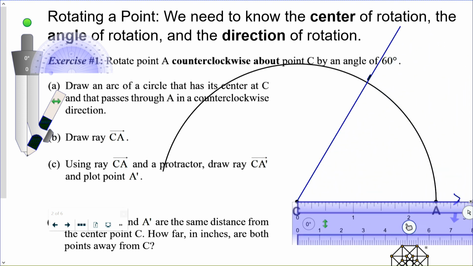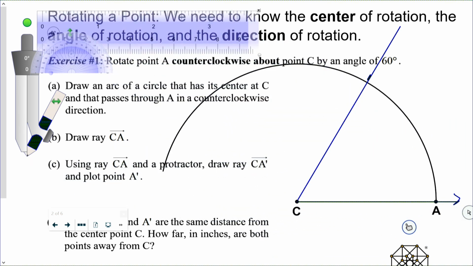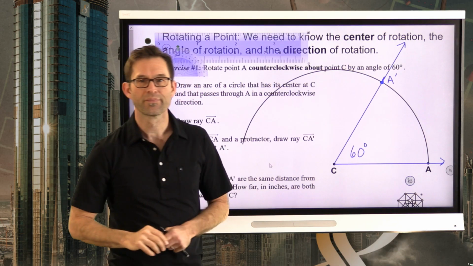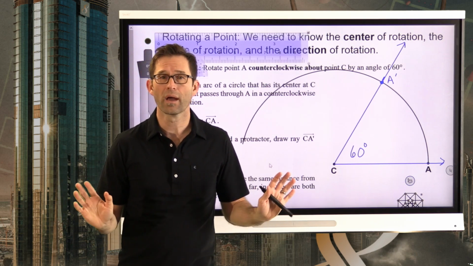Bring it back down, get rid of that, still get rid of that, bounce this around a bit. Keep in mind, this is now a 60-degree angle. So this point right here is point A prime. And that's it. That's a rotation. It's a little bit of a pain to do by hand.